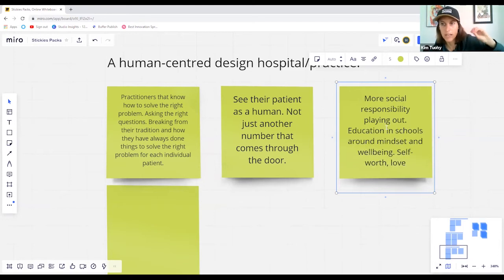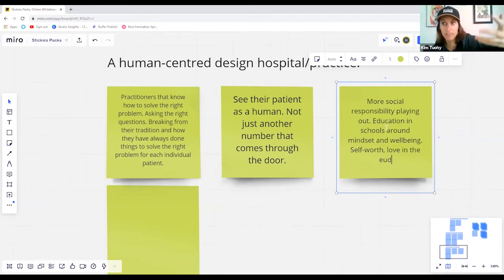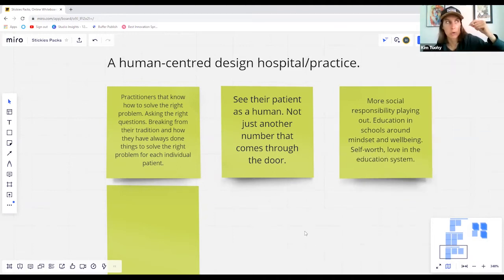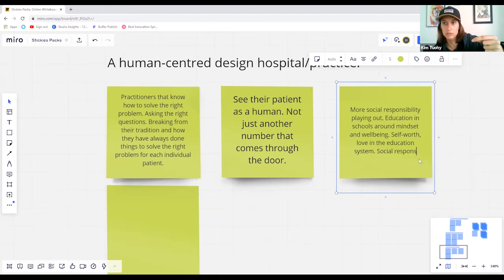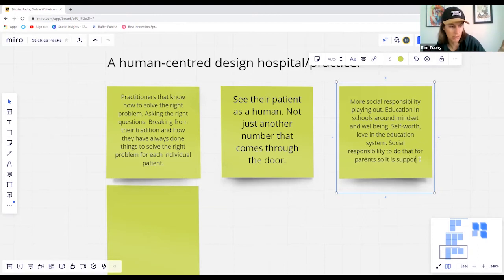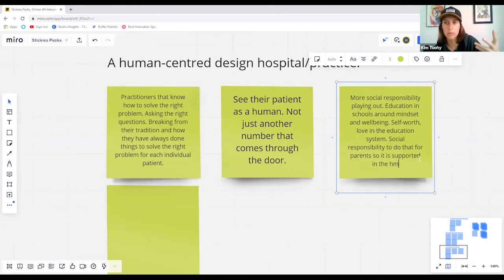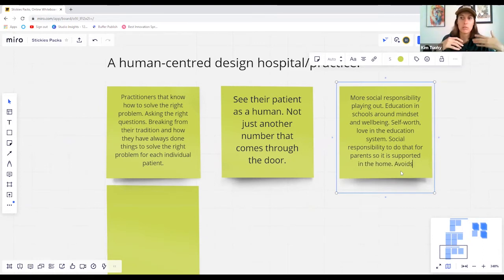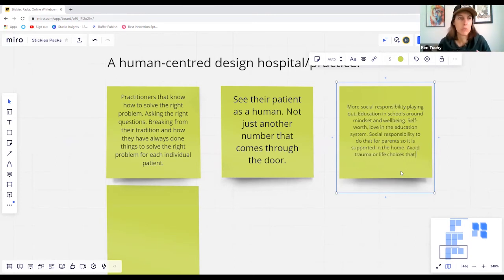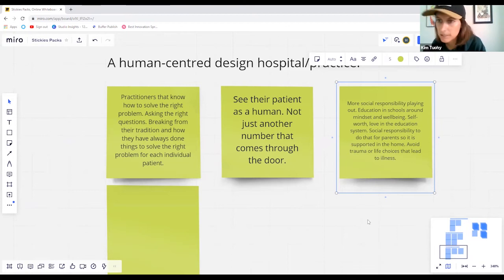So helping in the education system, their social responsibility is to have classes in school that focus on well-being and self-worth and self-love. And then also their social responsibility to do that for parents, to support that in the home as well. So parents are better equipped to help with the mindset and not create trauma experiences that then grow into illnesses or life choices down the line that lead to people in our current state of the world, or in Australia, maybe even just of why people go to a hospital or a practice in the first place.